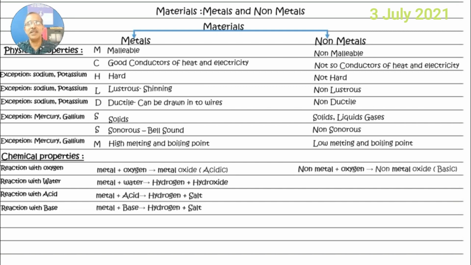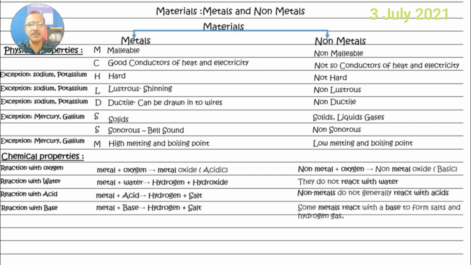Next one. Metal plus water gives hydrogen plus hydroxide. Non-metal plus water, no reaction at all. So, point to be noted. Next, with acid, they generally don't react. But there are a few exceptions which are beyond the scope of your syllabus. And last one is, some metals react with base. Base means hydroxides, to form salt and hydrogen gas. Some. Okay.